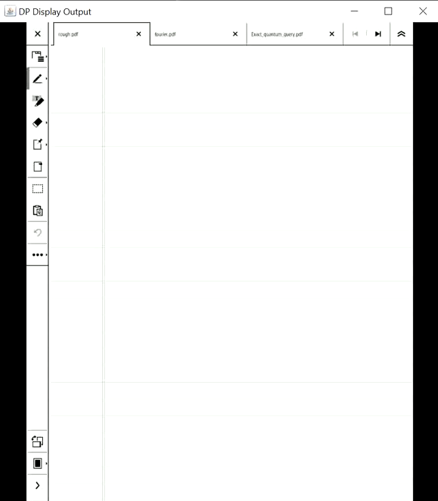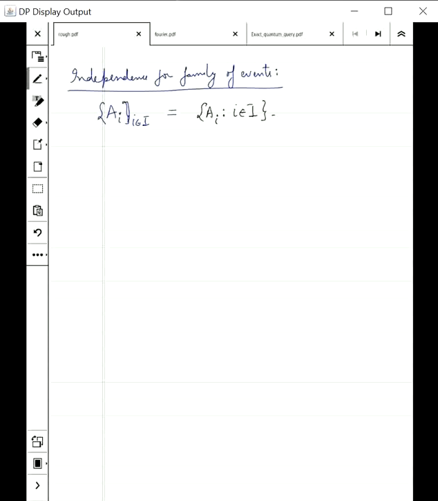We want to define independence for a family of events. So let's assume that instead of having two events, now we have a lot of events. By the way, this notation means the set A_i where i belongs to I. So we have some set of events and we want to define whether they are independent or not. It turns out that a single definition is not good enough. So let's look at a few natural definitions.